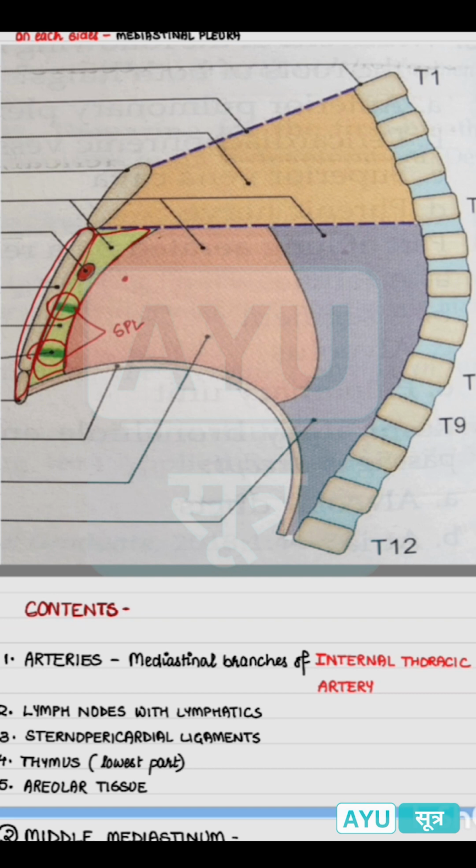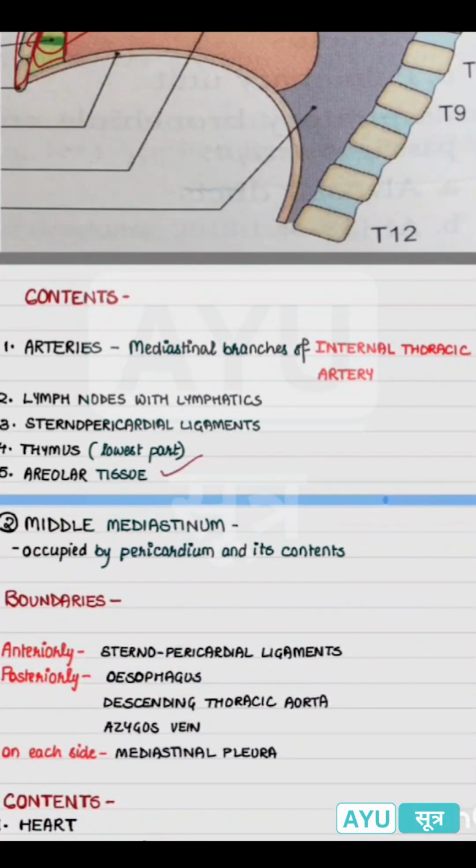Fourth is the thymus. The lower part of thymus is situated in the anterior mediastinum, and the upper part of thymus is situated in the superior mediastinum as discussed earlier. Fifth, it is filled by the areolar tissue. Next comes the middle mediastinum.